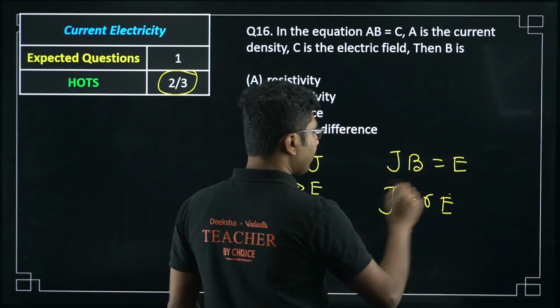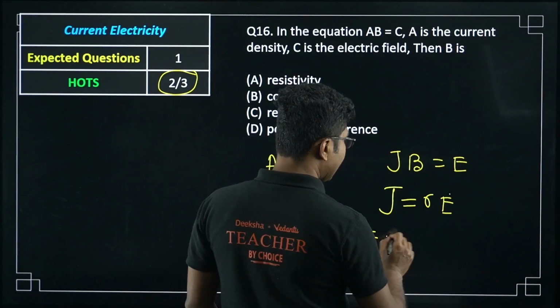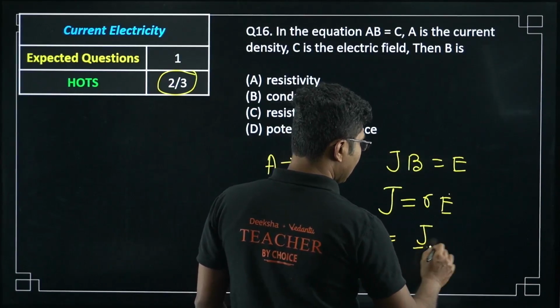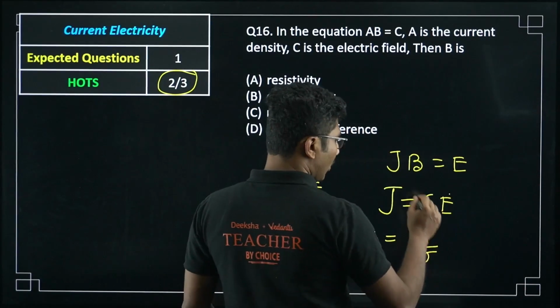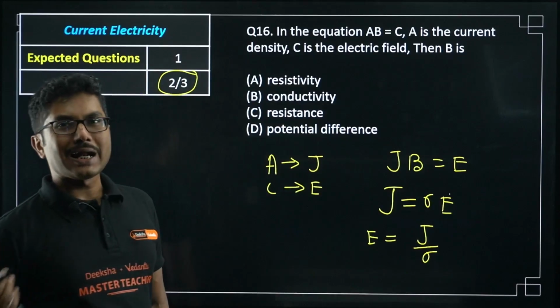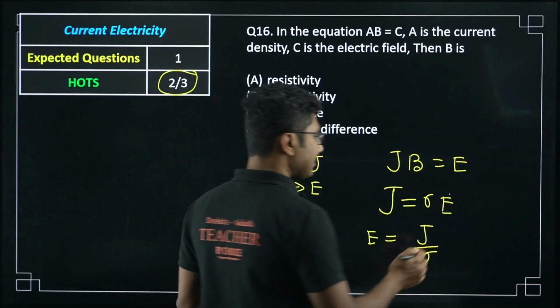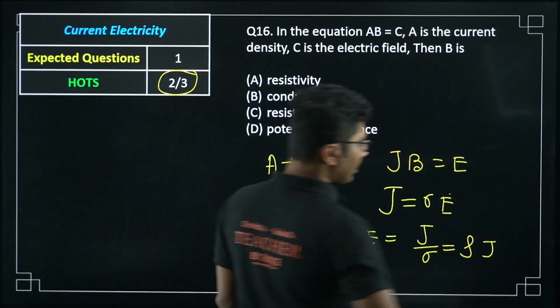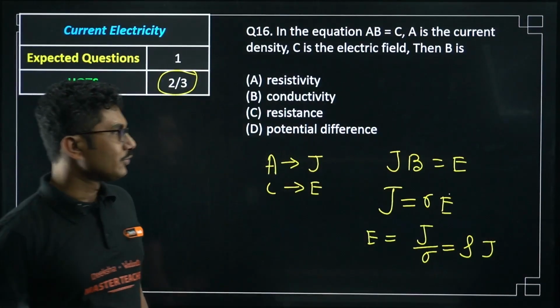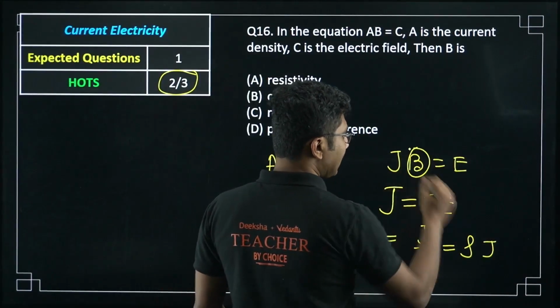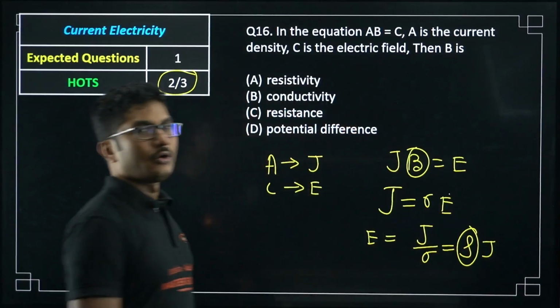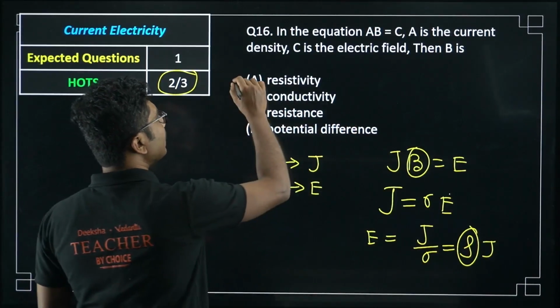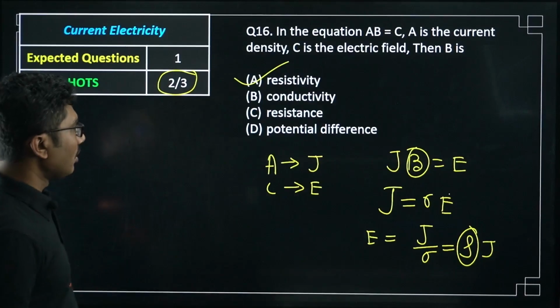Now, from there, if you try to find E, E is basically J by sigma. Now 1 by sigma, sigma is called conductivity. So 1 by sigma is basically the resistivity, right? So resistivity is 1 by sigma. So from there we can see that this B is nothing but this rho, that is resistivity. So this will be resistivity. Okay.